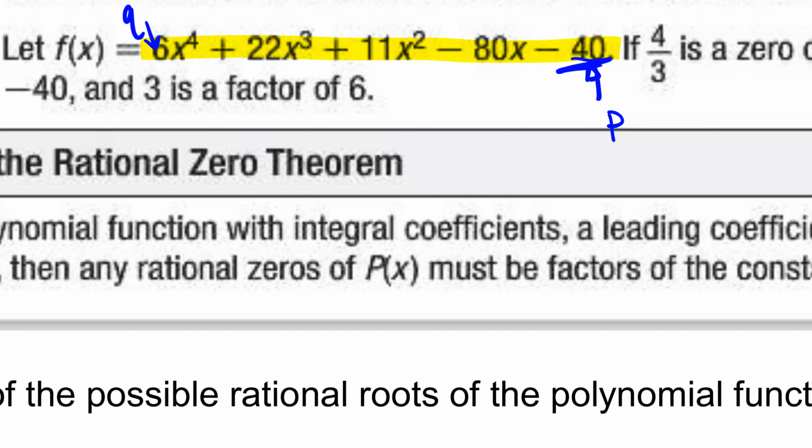Okay. So, when we're doing the rational root theorem, we do P over Q. We have to take every factor of P, so all the factors of 40: 1, -1, +2, -2, +4, -4, +10, -10, +20, -20, +40, -40. And divide by every single factor of Q. Well, what is my Q here? 6. So I have to divide all of those by 1. Then go through and divide all those by 2. Then go through and divide all the factors of 40 by 3. And then go through and divide them all by 6.